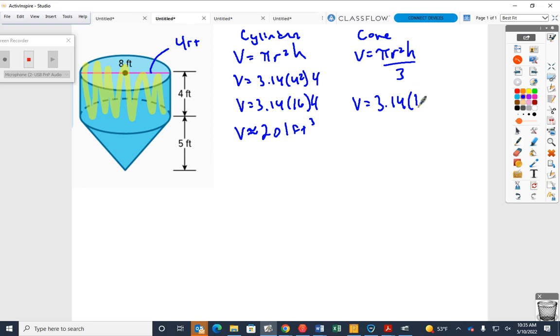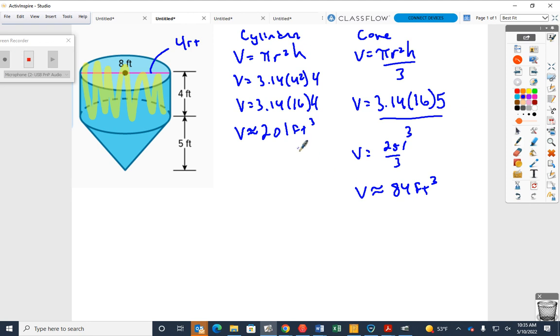So let's plug it in. 3.14 times 16, times no longer 4. What is it now? 5. Times 5, and we're going to divide all that by 3. 3.14 times 16 times 5 is about 251. We're going to divide that by 3, and we have about 84. So volume is about 84 cubic feet.